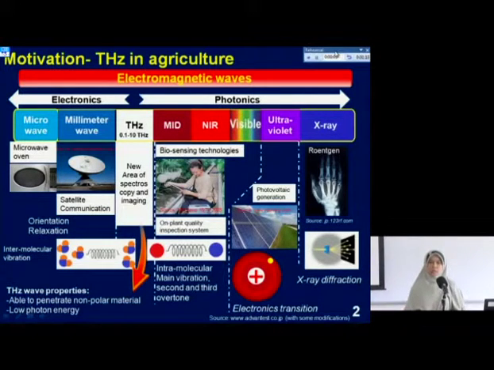What is the motivation of using terahertz wave in my study? Please look at this. Terahertz wave is new compared to established regions such as the mid-infrared or near-infrared region. And terahertz wave is located between the electronics and photonics regions, so it has two special characteristics. It's able to penetrate some non-polar materials such as plastic and paper, and with low photon energy, so it's safe for biological sensing.